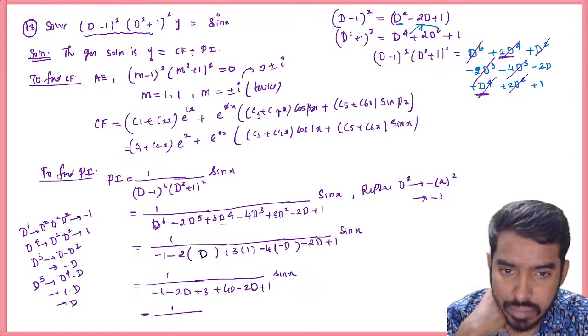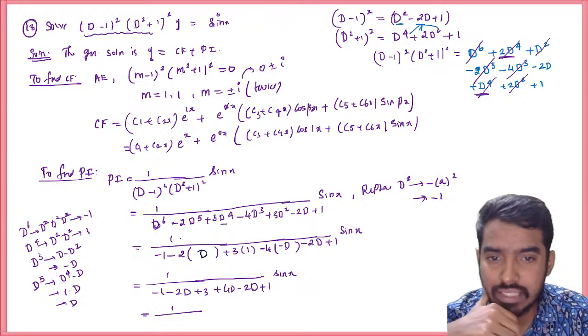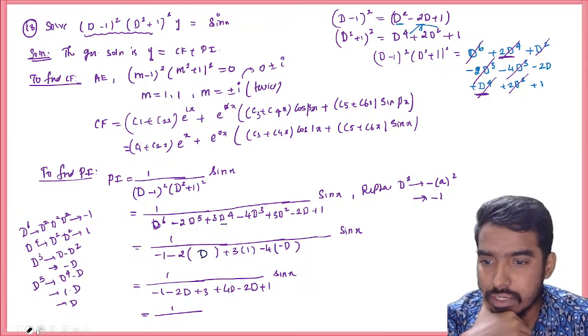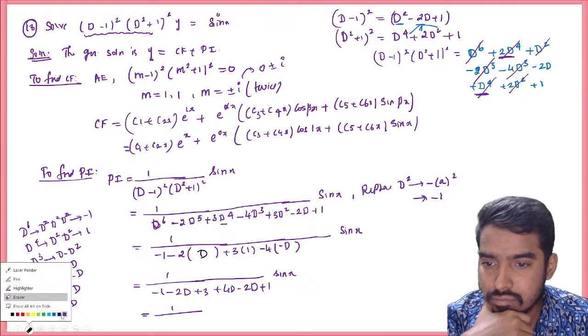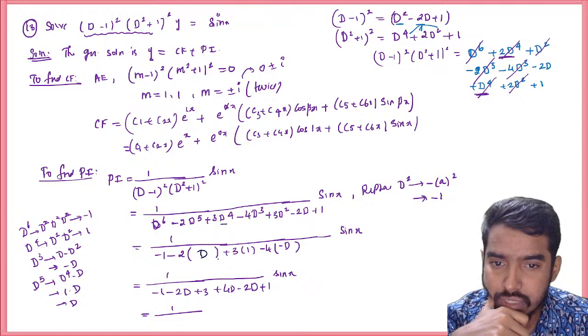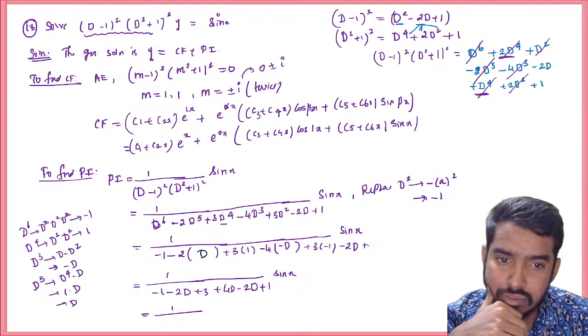Yeah, I missed one term here, right? So plus 3d square. d power 6 is minus 1. d power 6 minus 2d power 4 minus 2d into d square is minus 1 minus 2d plus 1, right?